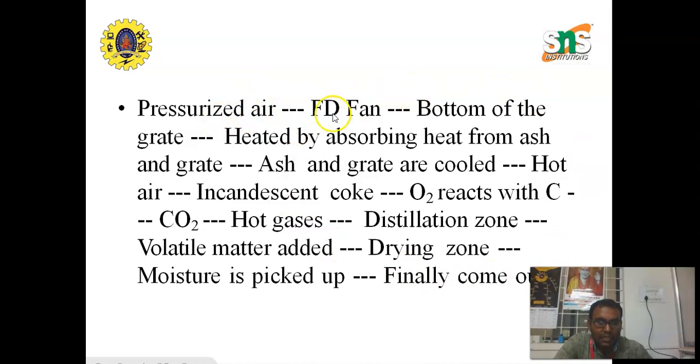Pressurized air is supplied with the help of an FD fan, forced draft fan, that is fitted at the bottom of the grate. It is heated by absorbing heat from the ash and the grate. Ash and grates are cooled. Hot air and incandescent coke: oxygen reacts with the carbon and forms carbon dioxide. It leads to hot gases. The next zone is the distillation zone. Volatile matter is added and finally comes out.